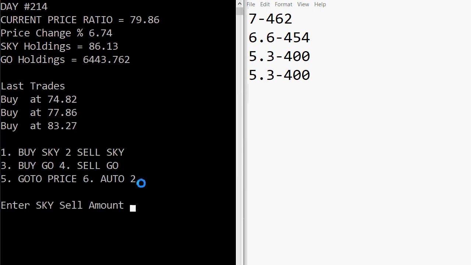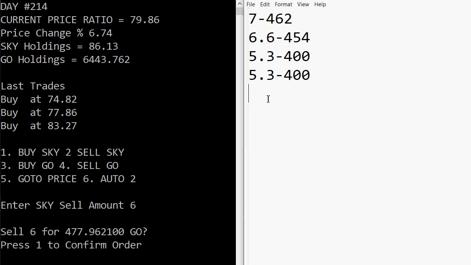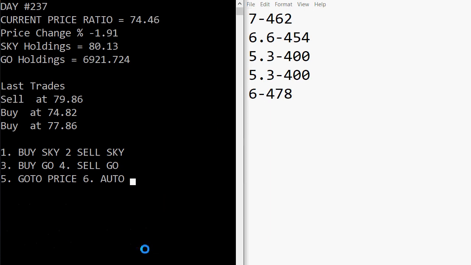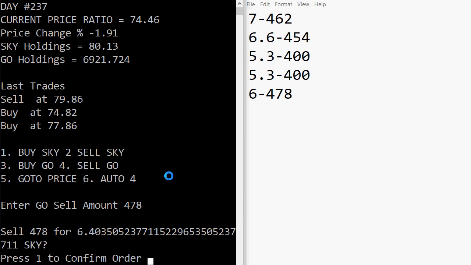And 10% is 8, so 6, 7. So we can go about 6. That's in between 5 and 10%. And 478, we'll round that too. And now we'll do the auto. It goes back down. So let's just sell everything pretty much that we had before, 6.4.